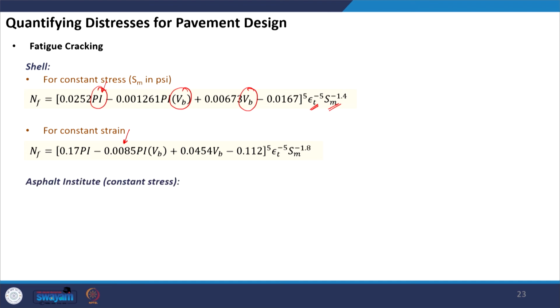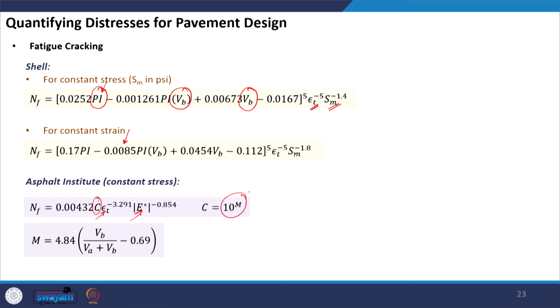The Asphalt Institute has given an equation for constant stress, and this equation is of this form, and a similar form we also use in India in IRC 37. Here also the number of cycles to failure is a function of tensile strain at the bottom of bituminous layer epsilon T, the stiffness modulus of the bituminous layer, and C is a constant which is a function of volumetric parameters, where Vb is the volume of bitumen, Va is the air void. I hope again these are just equations given by various agencies, and this is very straightforward.